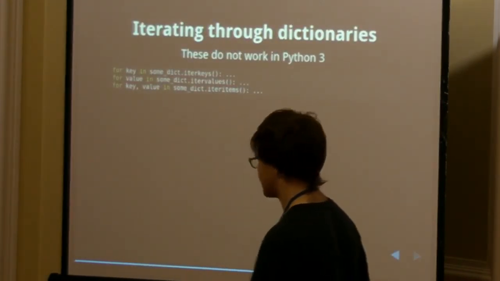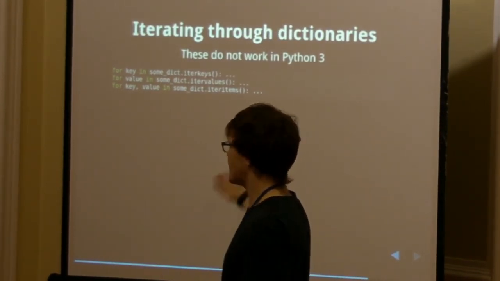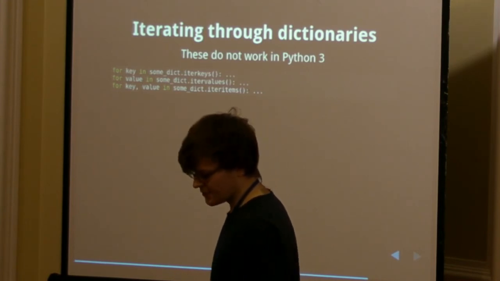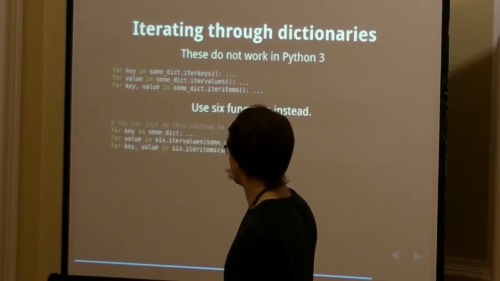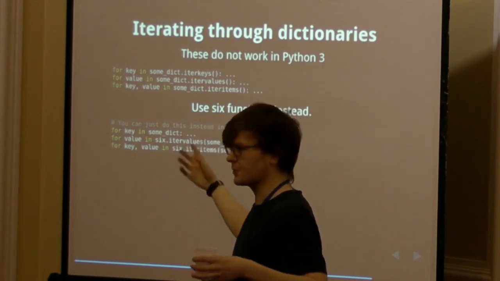Iterating dictionaries is going to be one of the first problems you run into. These methods do not exist in Python 3. There's something called keys and values and items. What you do instead there is use the six versions, just use the functions from six. And it will do the same thing, as you kind of expect, in both versions.